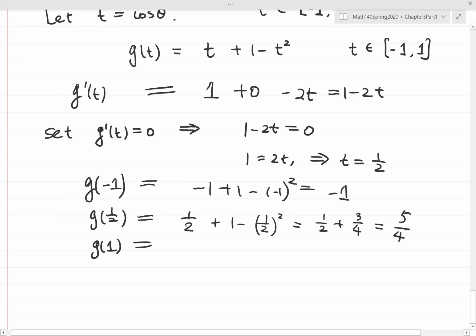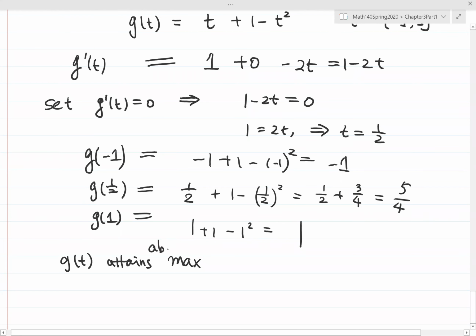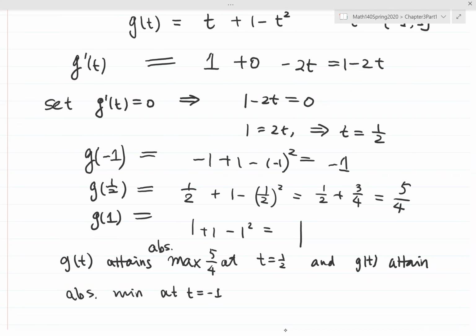So g(1) will be plugging in 1: 1 plus y minus 1 squared, so it will be 2 minus 1, so it's 1. So we compare the values: -1, 1, and 5/4. So we get that g(t) attains its global maximum, the absolute maximum, at t equal to 1/2. The global maximum is 5/4, and g attains its absolute minimum at t equal to -1. The global minimum is -1.